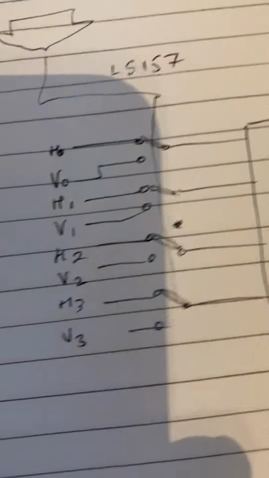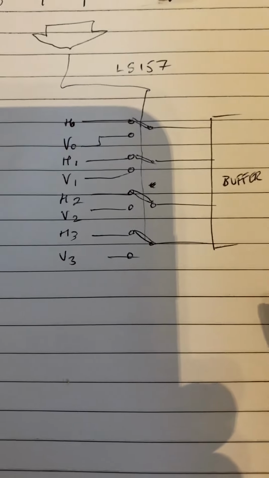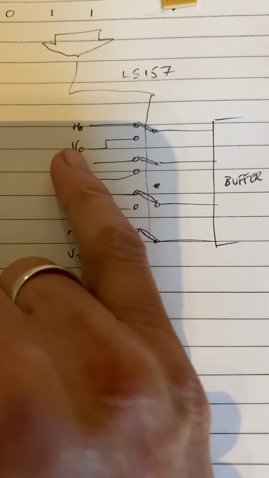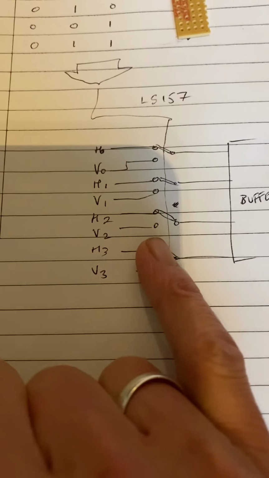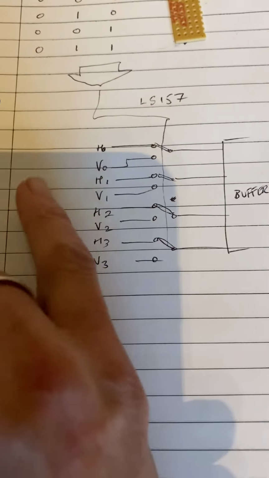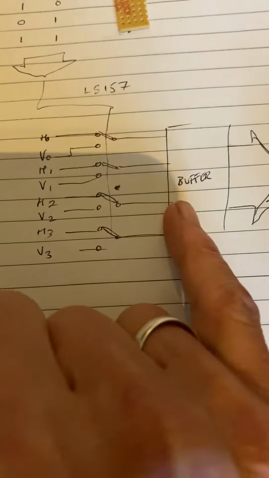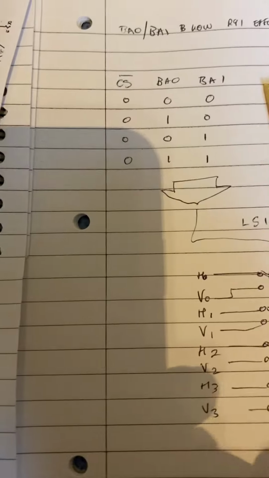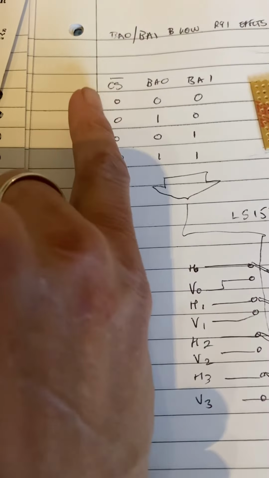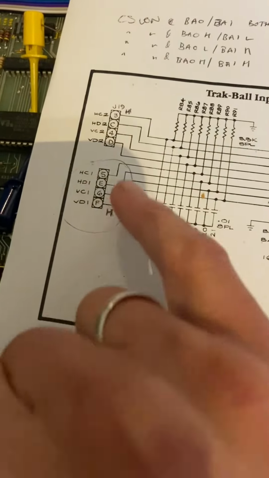Because what I intend doing is having an LS157 to switch between the horizontal and vertical counter outputs, because there'll be 4 in total, so that you can send the right data onto the bus. And now we've got chip select, BA0, BA1, 00, 01, 10, 11. So those are the 4 possible states, but I don't know which of these correspond to these inputs.